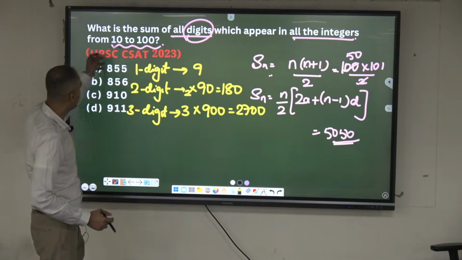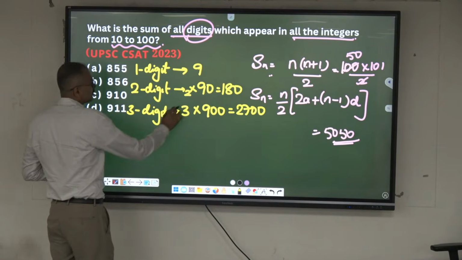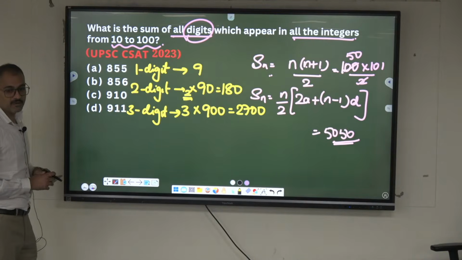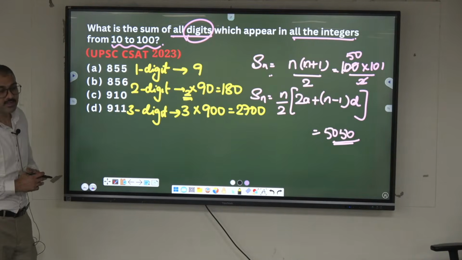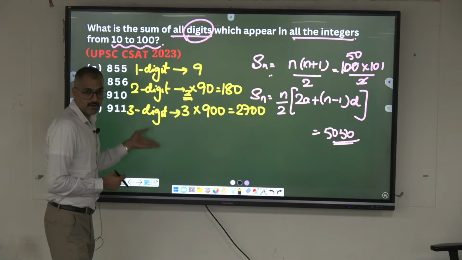Now, he says from 10 to 100. Okay, 10 to 100, those are all 2-digit numbers. How many should there be? 180. You have to sum them. Now, understood this part? Copy down this one.